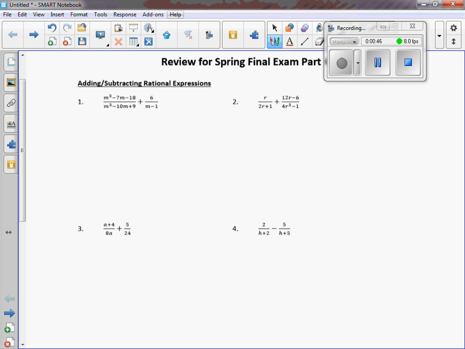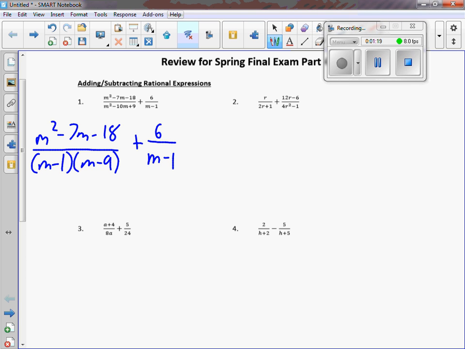The numbers that add to -10 and multiply to +9 are -1 and -9. So that tells me that we can replace this with m-1, m-9. And I'll actually write that a little bit bigger for you. So we get m squared minus 7m minus 18 over m-1 and m-9 plus 6 over m-1.